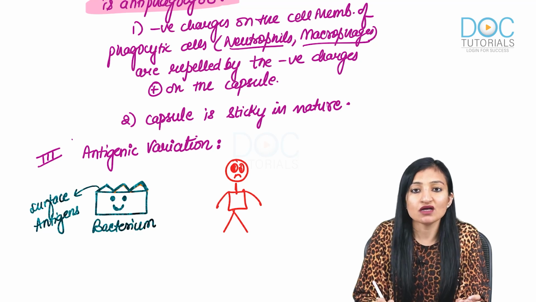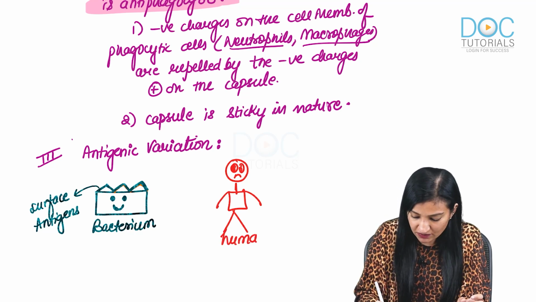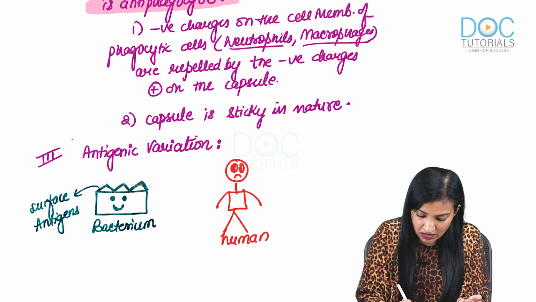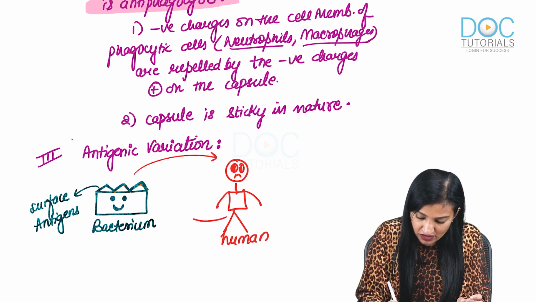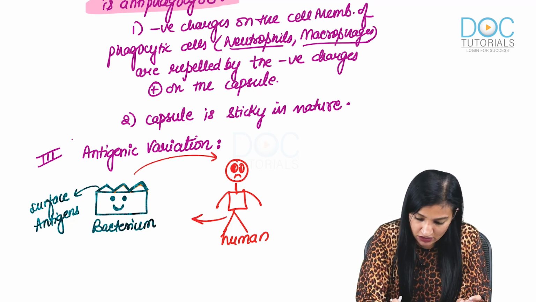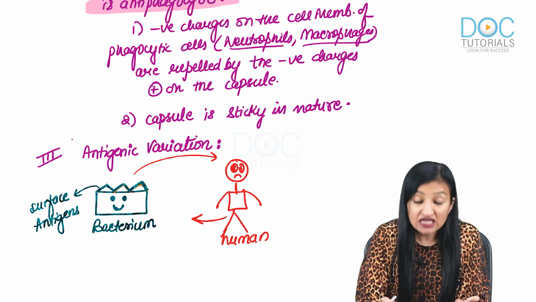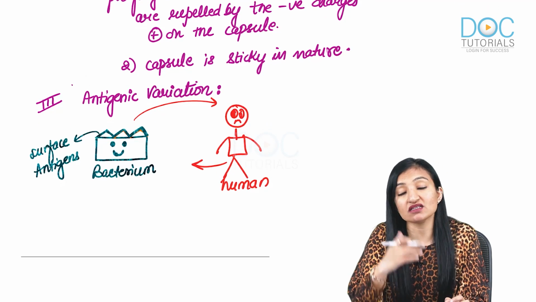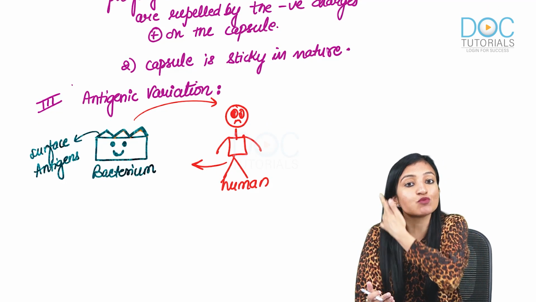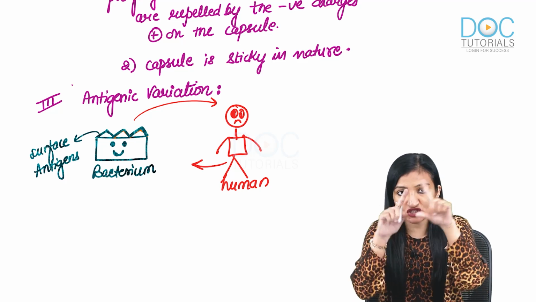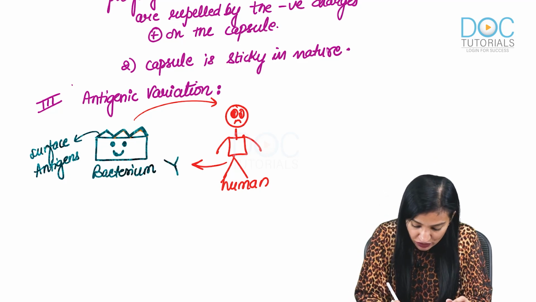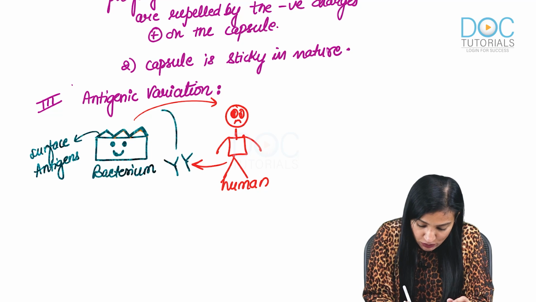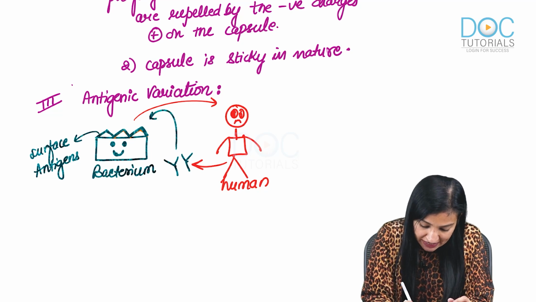Pardon me for the drawing, this is a human. This bacterium is going to infect the human. Now, how will the human respond? The human being will not keep quiet. The immune system of the human being will respond by recognizing these triangles and producing antibodies like this. These antibodies will go and bind to these triangles, something like this.